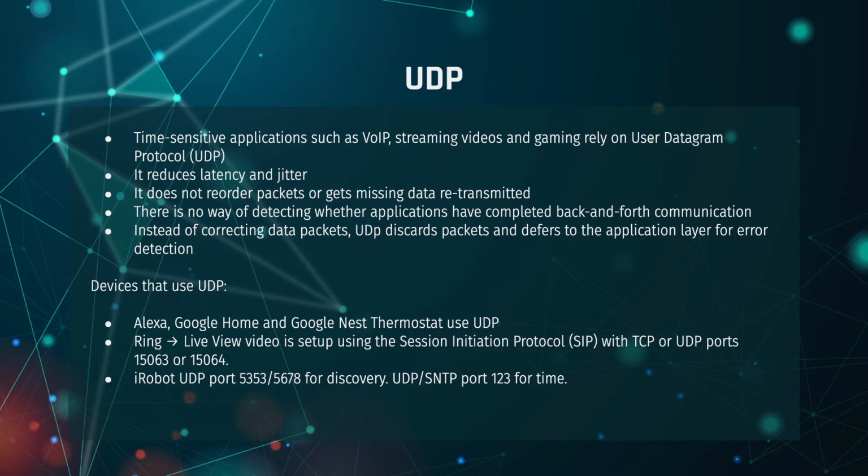Applications such as VoIP, streaming videos, and gaming rely on User Datagram Protocol, UDP. It reduces latency and jitter. It does not reorder packets or get missing data retransmitted. There is no way of detecting whether applications have completed back and forth communication. Instead of correcting data packets, UDP discards packets and defers to the application layer for error detection. Devices that use UDP include Google, Alexa, Google Nest, Ring, and iRobot.